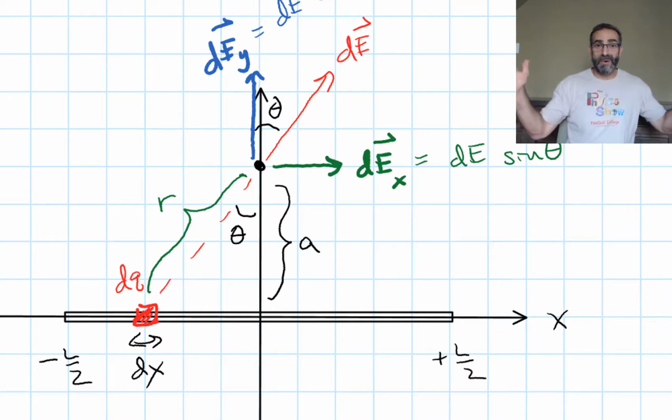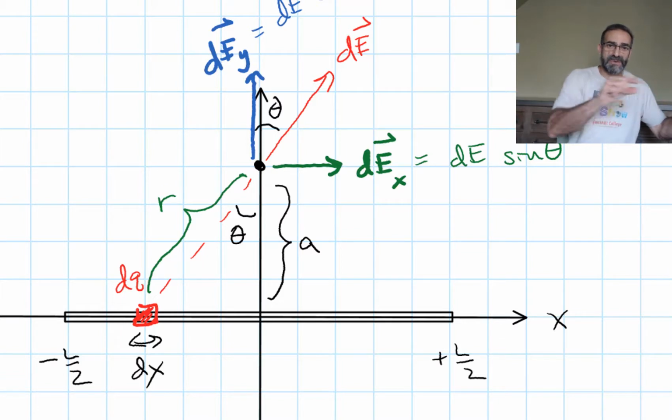We're going to take that whole rod, and it has charge Q, capital Q. We're going to divide it by the length L, because we know the charge is uniformly distributed over the length. So now we have the density. And we multiply the density by the length of our little element, dx, and that tells us what dq is.